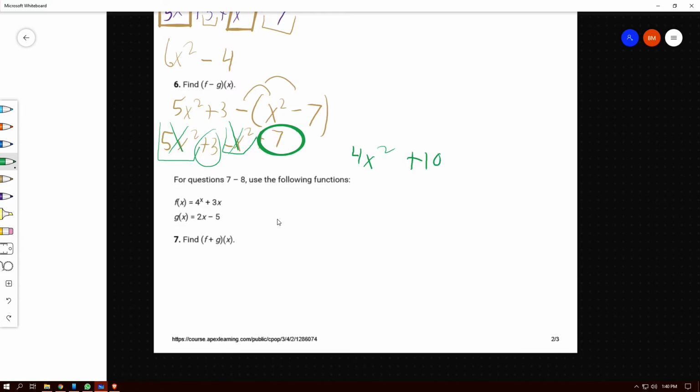Alright, so now let's go and do it again. I'll do my f function first. I have 4 to the x plus 3x plus 2x minus 5. Alright, well I have a 4 to the x and there's no other term that has an x in the exponent. So I'm going to start with that. I then have a 3x and a 2x. Well, those combine to be a 5x. And then I'm left with just a negative 5. So it's added and combine my like terms.